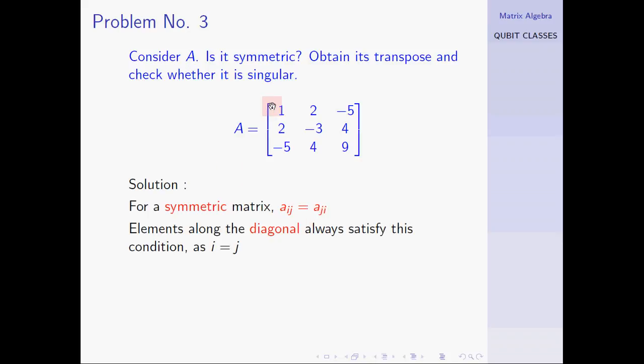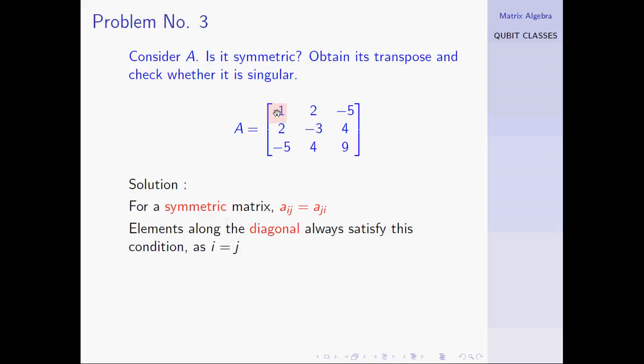Now the elements which are there along this diagonal, these are 1, minus 3 and 9, whose row number and column number are equal. For example, 1 is present in the first row and first column, minus 3 is present in the second row and second column, and 9 is present in the third row and third column.